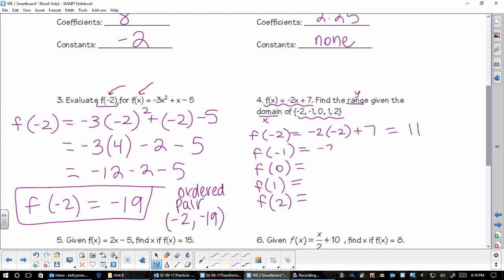Then I have negative 2 times negative 1 plus 7. A negative times a negative is a positive, so positive 2 plus 7 is 9. Now we need to plug in a 0. Negative 2 times 0 plus 7. Well, negative 2 times 0 is 0. 0 plus 7 is 7. Plug in a 1. 2 times 1 plus 7. 2 times 1 is 2. 2 plus 7 is 9.